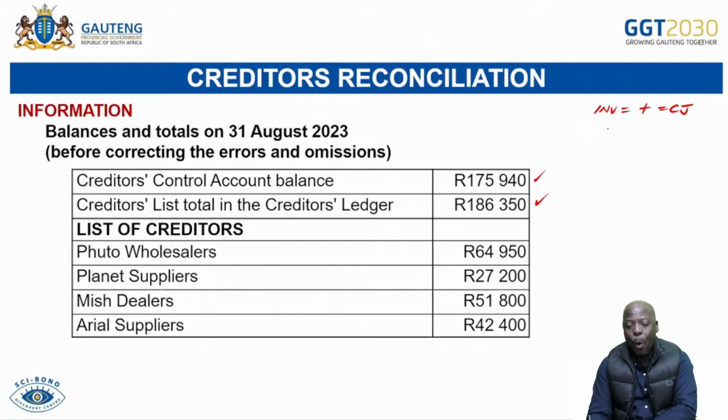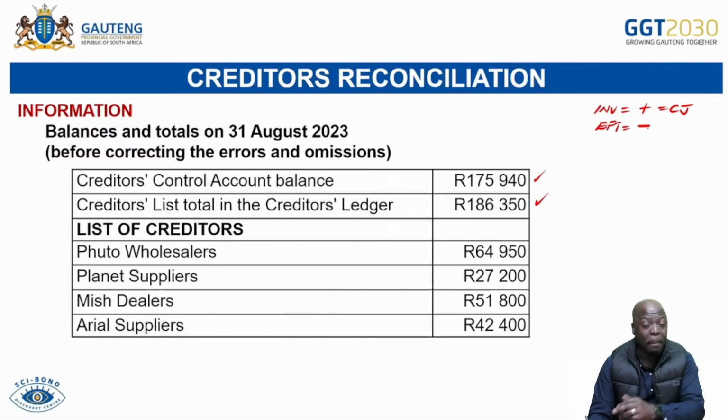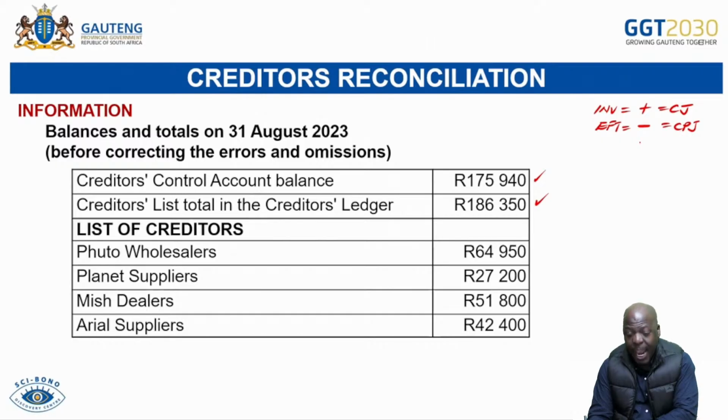And then when we pay for these goods, remember, we would make an EFT. And that EFT, we record it as a minus. We are paying now to our creditors. So it's an EFT and the sign is a minus. And you have to know that that goes to the CPJ. You still following me? Okay, let's go on.